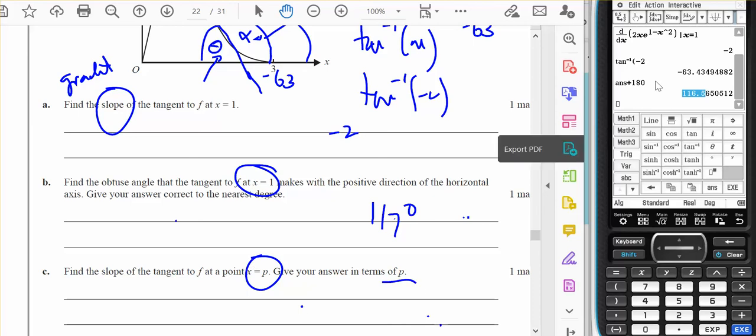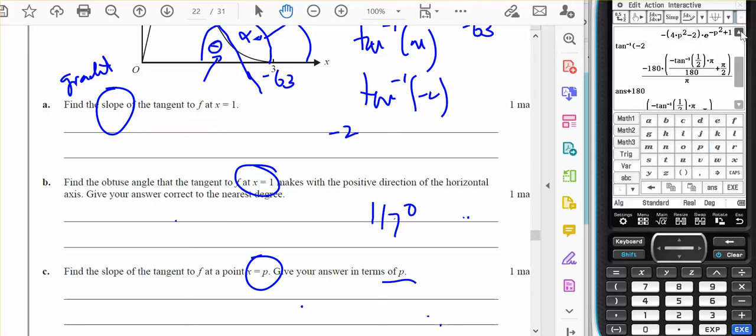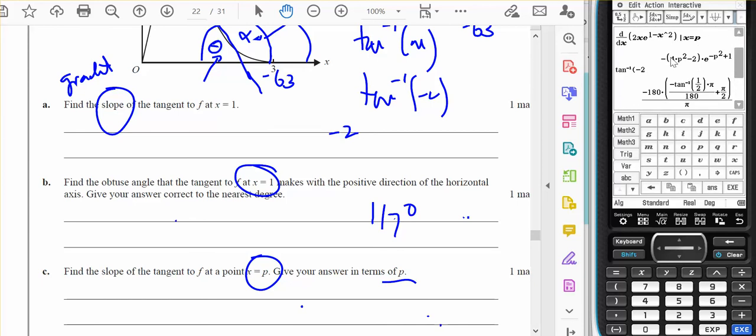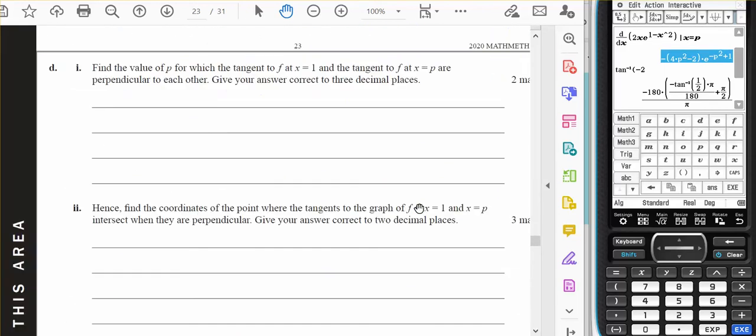Find the slope of the tangent at a point P. Give your answer in terms of P. So if I come back up here and I put a P there, then my slope's going to be this in terms of P. So slope equals negative 4p squared minus 2 e to the 1 minus p squared. 1 mark, 1 mark, 1 mark, all 1 mark answers. So all they're wanting is the answer.